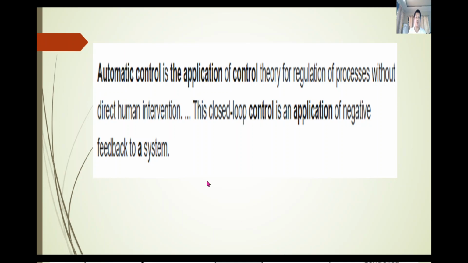So what is automatic control? So it is the application of control theory for regulation of process without direct human intervention. So this closed loop control is an application of negative feedback system.